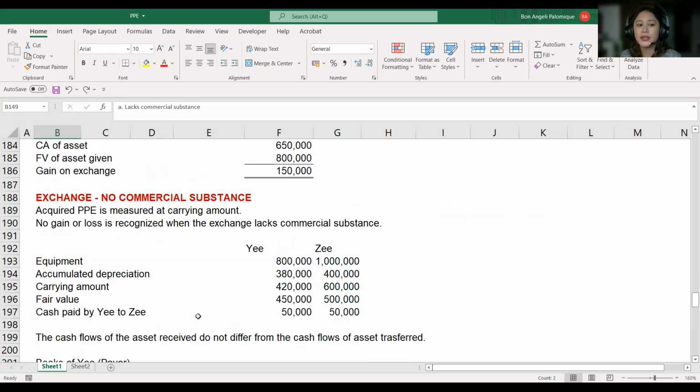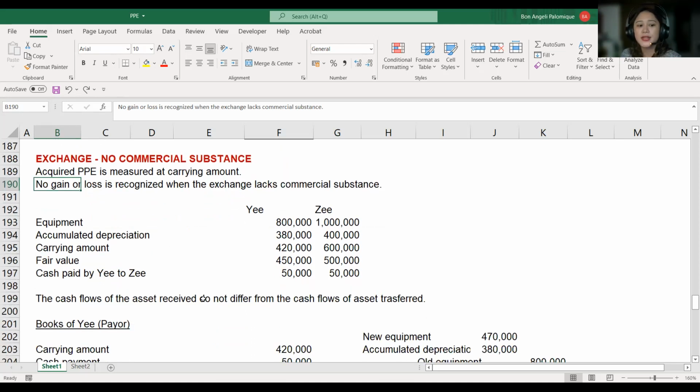So, ganun yung gagawin natin dito. Ang mangyayari, another rule about no commercial substance is carrying amount plus walang gain or loss. So, tandaan nyo yun, walang gain or loss ang i-recognize kapag walang commercial substance.